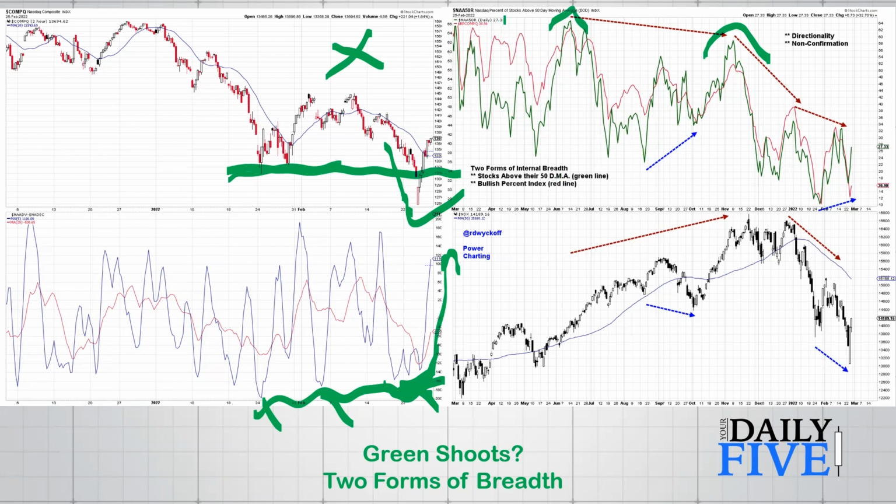Now this is a different kind of breadth. This is stocks above their 50-day moving average, and that's the green line. The red line is the bullish percent on the NASDAQ comp. And so these are two different kinds of calculations for breadth. Both are telling the same story. So fascinating, because they're completely calculated in a different way.